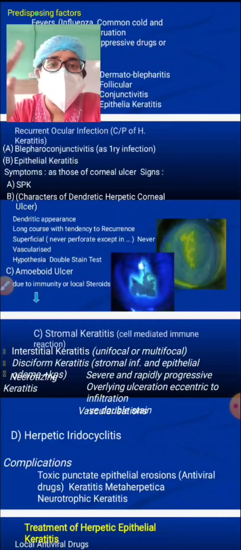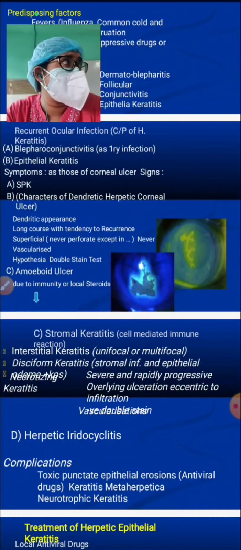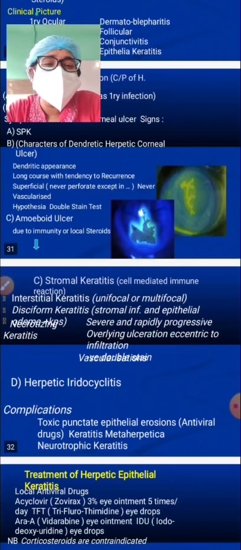Then this dendritic pattern goes and increases to a geographic pattern. That is the blue colored picture we are seeing. These two. There are some other forms also. Superficial punctate keratitis, commonly known as SPK. Those are also viral forms. Nummular keratitis, those are also one form of viral keratitis, and disciform keratitis.